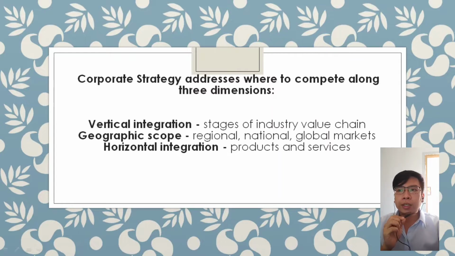Second is geographic scope, or regional, national, and global markets. Geographic scope means the area covered by a model or an analysis used to calculate physical changes resulting from a proposed project. And lastly, the horizontal integration, which is products and services.